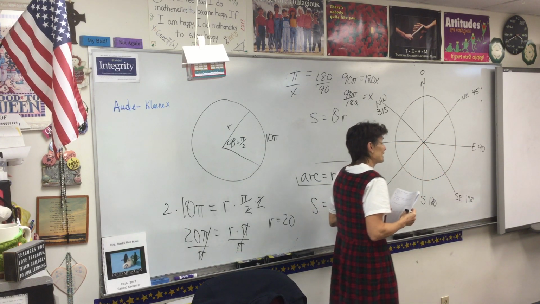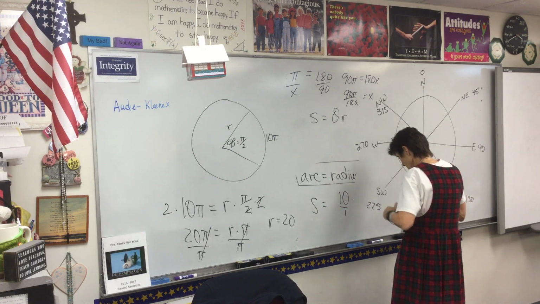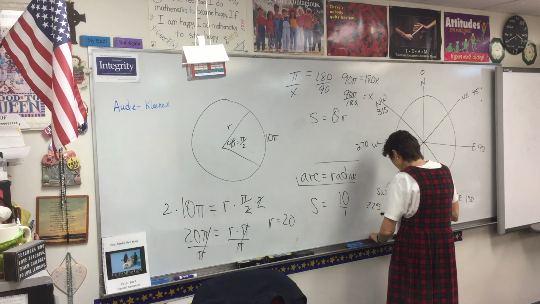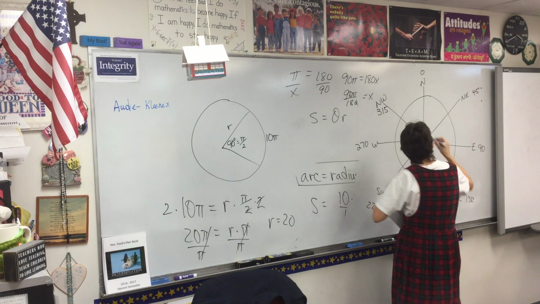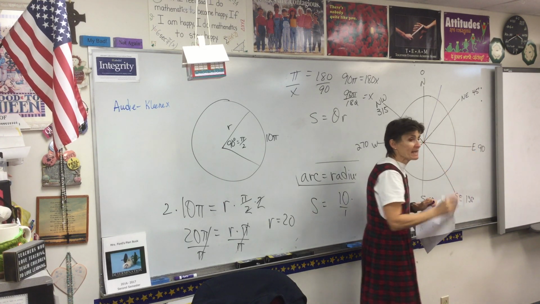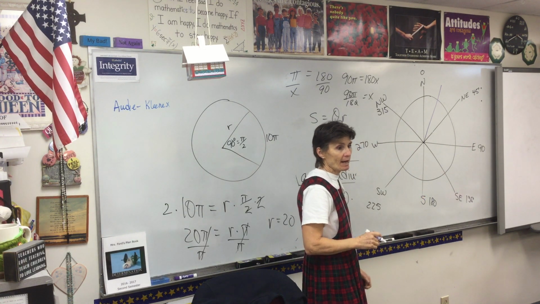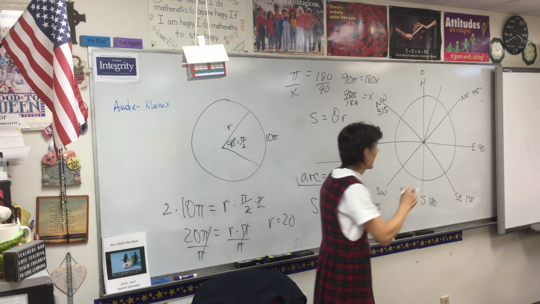Well, what if I split them again? So what if, in other words, let me get a different color. What if I drew in this line? Well, first of all, what would the angle be? Half of 45, which is 22 and a half.